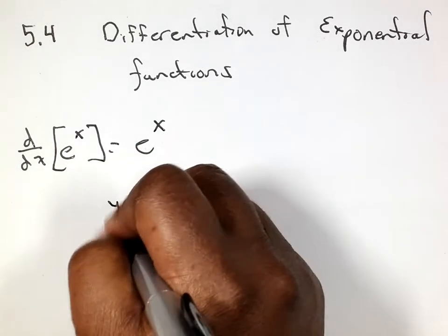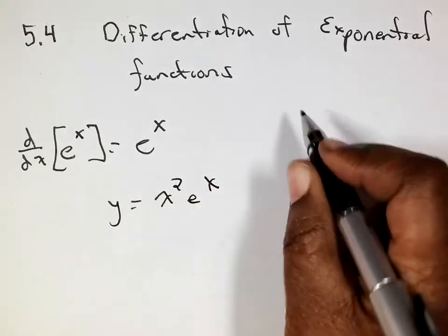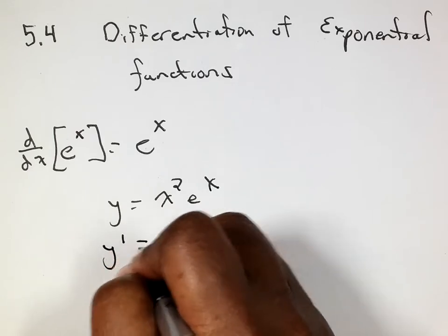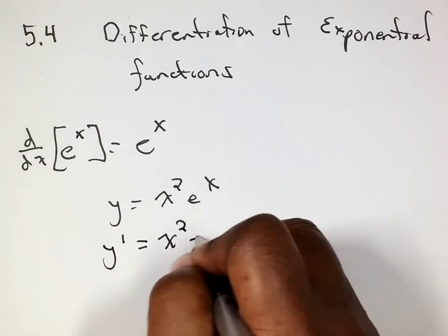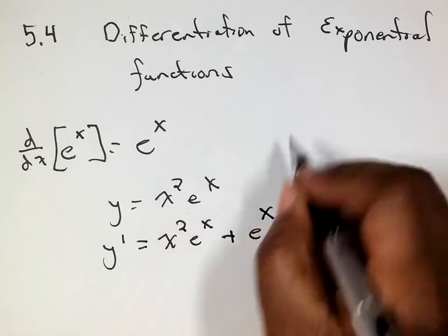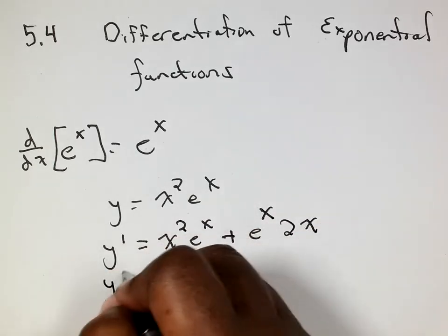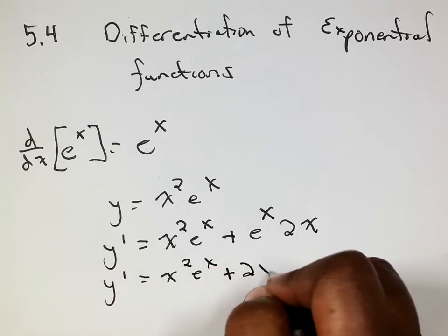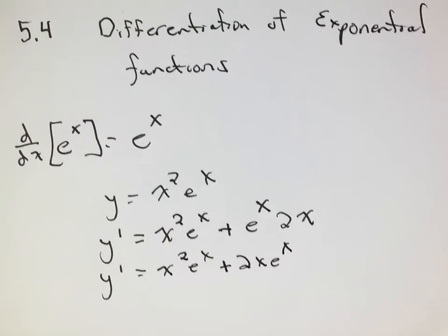So if I had y equals x squared e to the x, I know I need to use the product rule. So when I take this derivative, y prime, it's going to be x squared times the derivative of e to the x, which is e to the x, plus e to the x times the derivative of x squared, which is 2x. And we can clean it up a little bit. But that's pretty much it for that derivative.